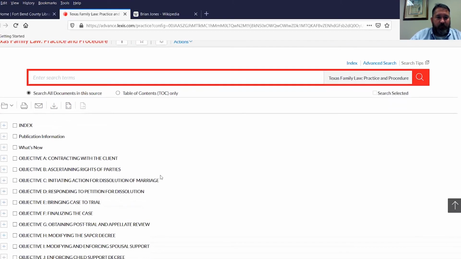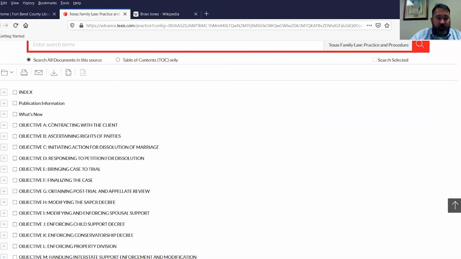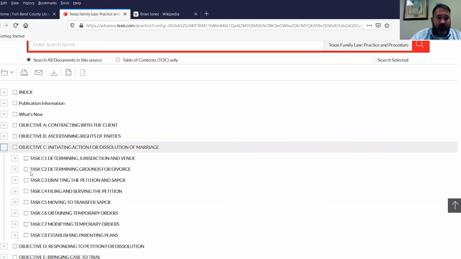So I provide materials from this to people, and you can also look at the books and look at this on the computer as well. There are various topics, and then subtopics to these. So, initiating action for dissolution of marriage. That's the fancy name for divorce. You expand the menu here, hit that plus, and it expands to subcategories and subtopics in divorce. And then you can expand on those. Drafting the petition, the SAPCR term, that's called suit affecting parent-child relationship. That's a general term used in relation to any case that involves children.